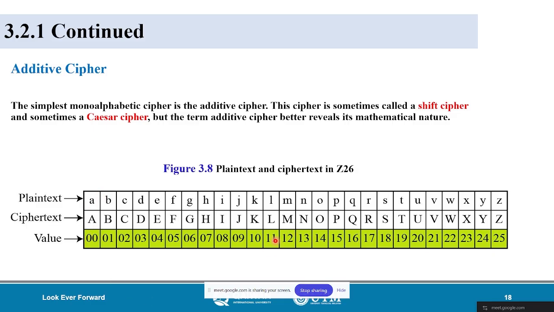Now, in our previous class, I explained what Z26 means. I said that in Z26, the numbers start from 0. However, in Z asterisk, they start from 1.